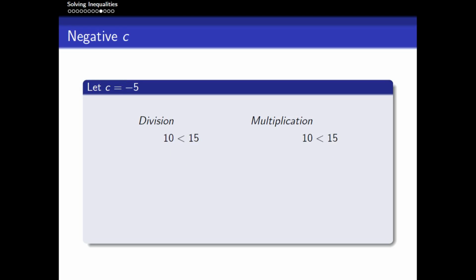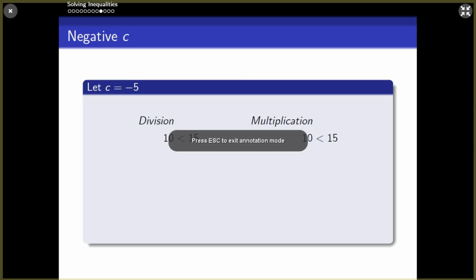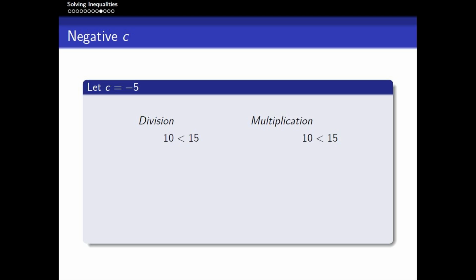Okay, let's see if it's the same for negative numbers. So I'm going to divide both sides by -5, and we'll see if this holds true. 10 divided by -5 is -2. 15 divided by -5 is -3. Am I supposed to believe that -2 is less than -3? Absolutely not. -2 is way bigger than -3. So that's not true.